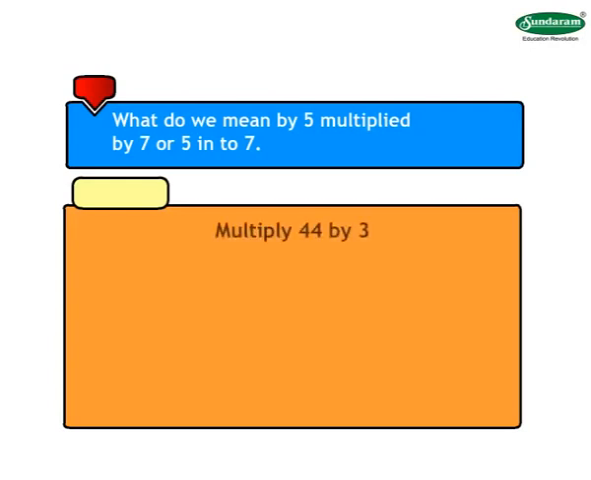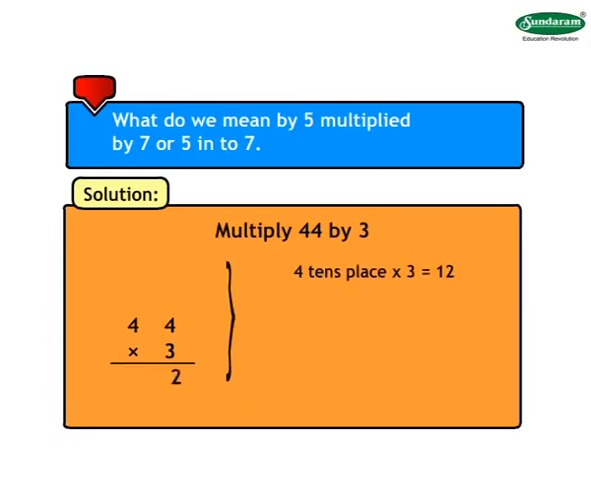Let us multiply 44 by 3. Solution. Arrange the numbers. Here, 44 is the multiplicand and 3 is the multiplier. Starting with the units place, we have 4 into 3 is equal to 12. We write 2 in units place of answer and carry over 1 ten above 4 in tens place of multiplicand 44.